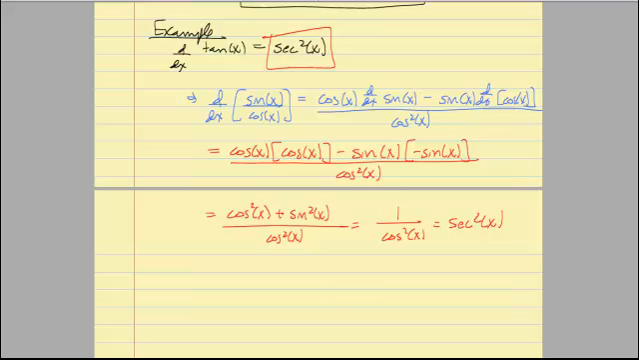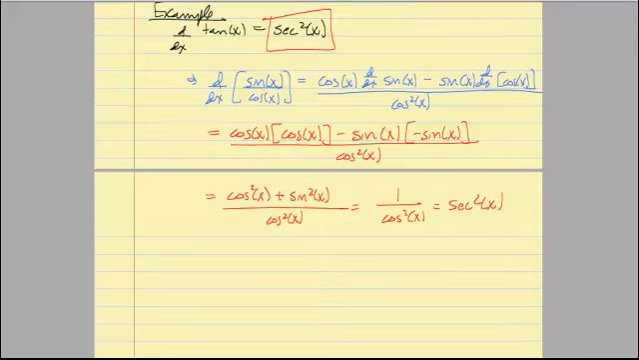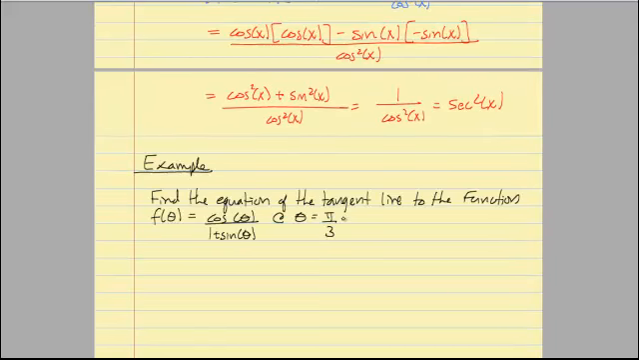Let's go ahead and look at another example. In this example we're going to be finding the equation of a tangent line. So we're going to find the equation of the tangent line to the function f of theta equals cosine theta over 1 plus sine theta at the specific point pi over 3. So my function is cosine theta over 1 plus sine theta. I want to find the equation of the tangent line at theta equal pi over 3. Now one thing that we need to be careful about here is not separating this denominator. This does not separate into cosine over 1 plus cosine over sine. Remember, you can never separate the denominator.